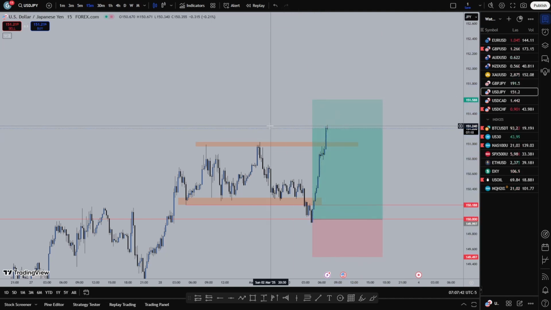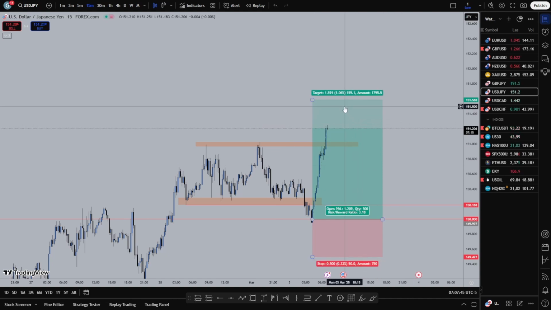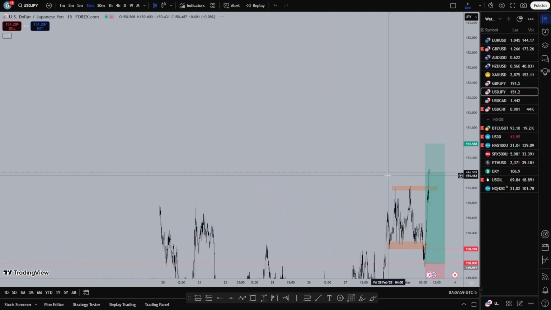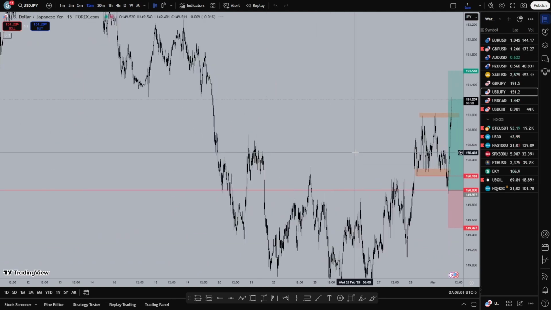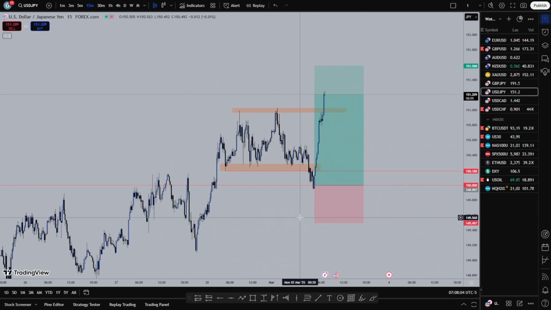So as we know that it can go more up from here, what you can do is take out some profits from here, all right, and then you can leave a little bit of lots open till the price goes and takes another buy side liquidity right over here. So like this you can do it, okay? So this is what the strategy is.